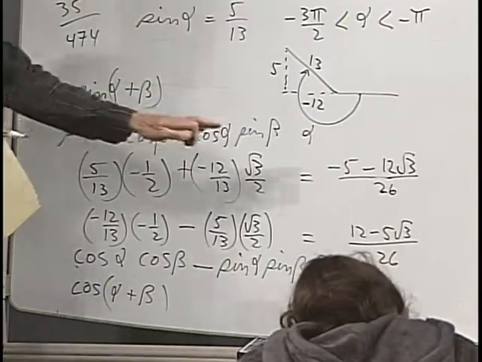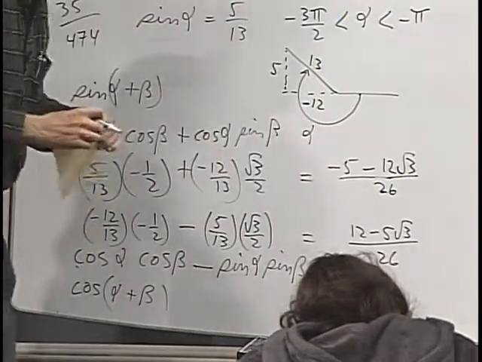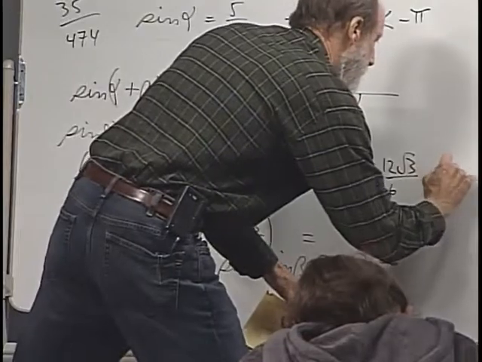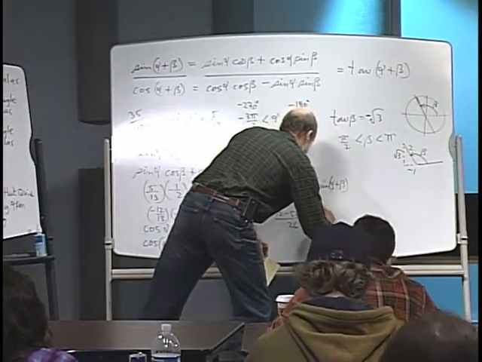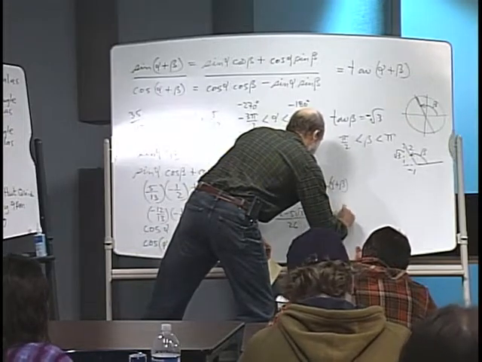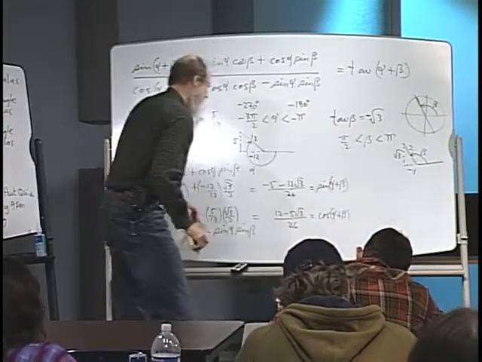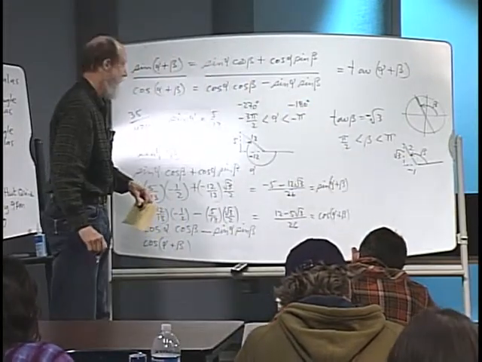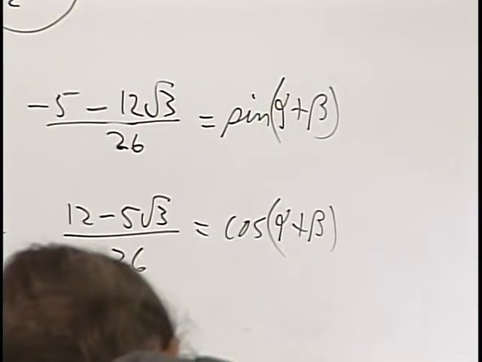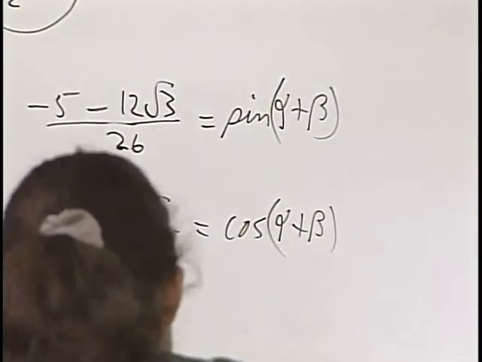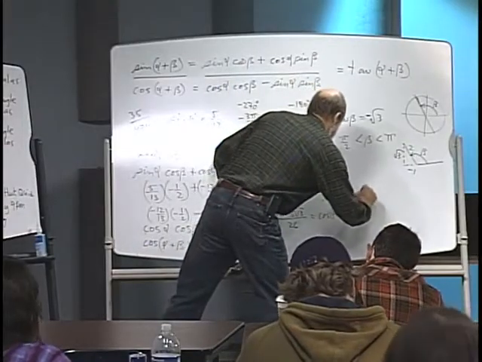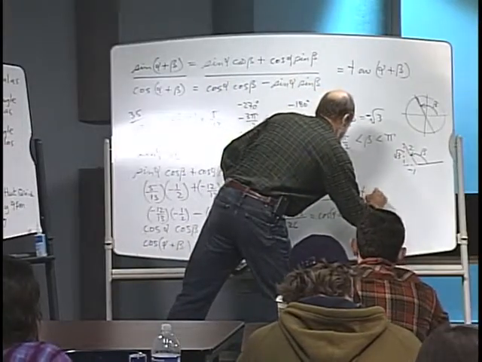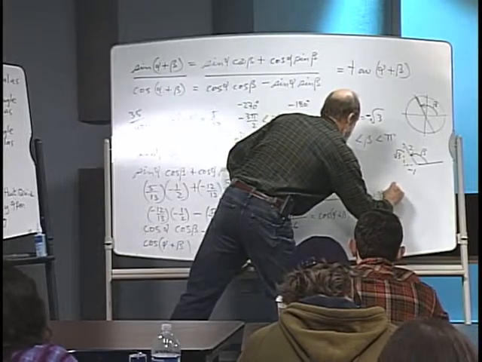So there's the sine of the sum of the angles. And down below here we have the cosine of the sum of the angles in exact form. And then if we want the tangent, the ratio of this sine and cosine is going to then be our tangent of the alpha plus beta.